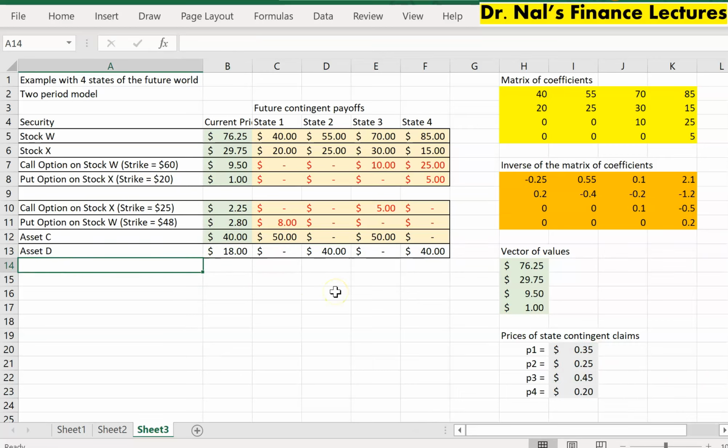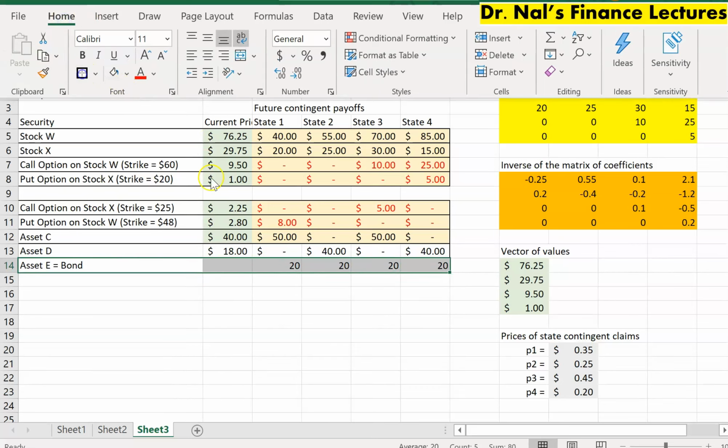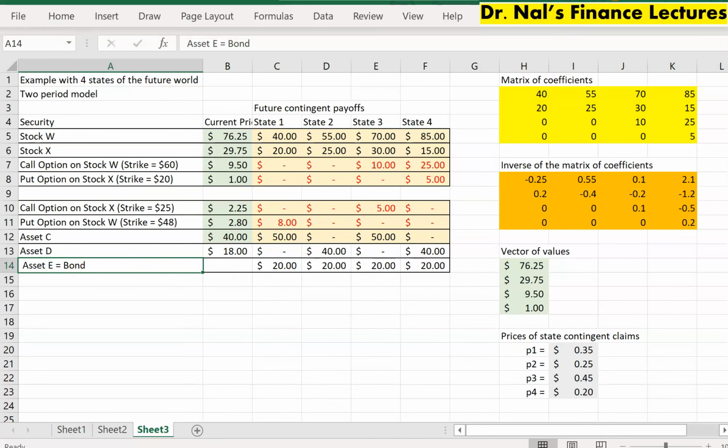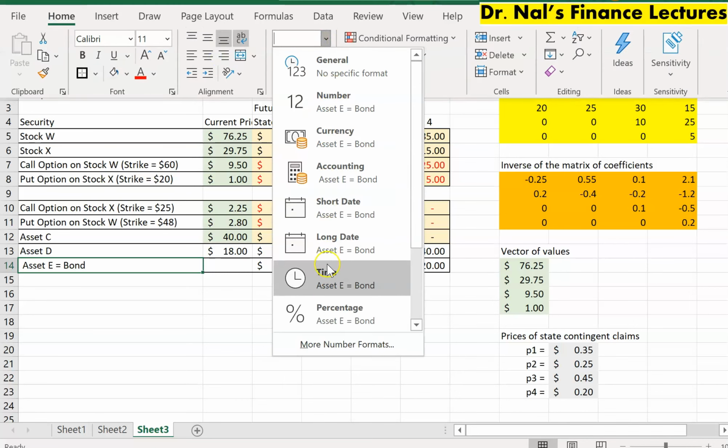And I can create more and more assets. Valuing these assets is extremely simple. In fact, you can even make a whole soup of assets. Like for instance, asset E, let me just give you an example. Let's say that it's a bond, $20 regardless of the state, right? So asset E is really a bond security, right? All right, so let me just go ahead and put a frame around it, and then dollar amount. There you go. All right, except this one is not a dollar amount, this one is just a text. All right, so where's the text?